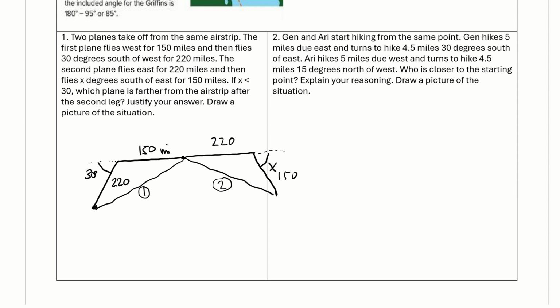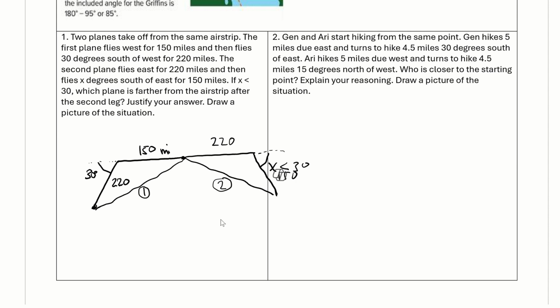So which plane is farther from the airstrip? It says X is less than 30. So if X is less than 30, which plane is farther from the airstrip after the second leg? So is 1 or 2 bigger, in other words?